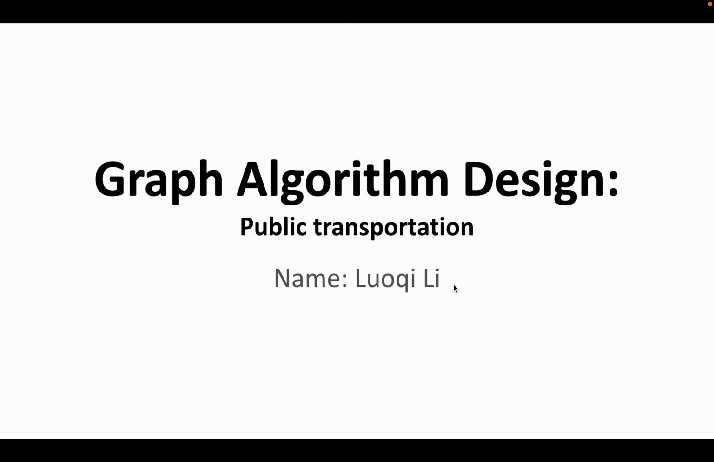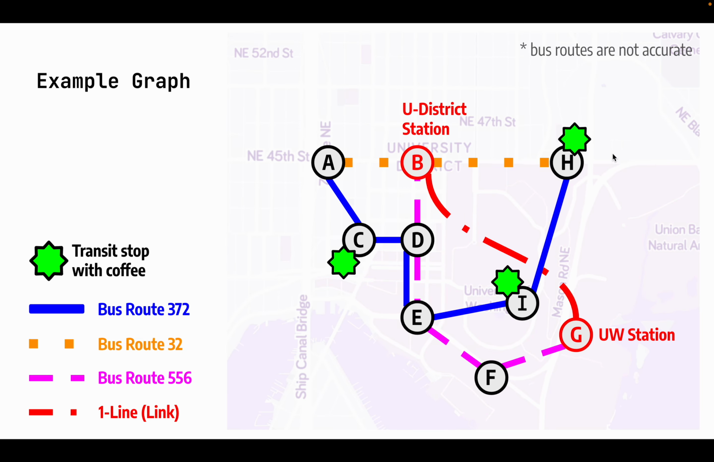Hello, today I'm going to present the graph algorithm design for public transportation. This picture shows a public transportation system. As you can see, the circles represent the stations and the lines represent the roads. So basically, public transportation can be represented as a graph.